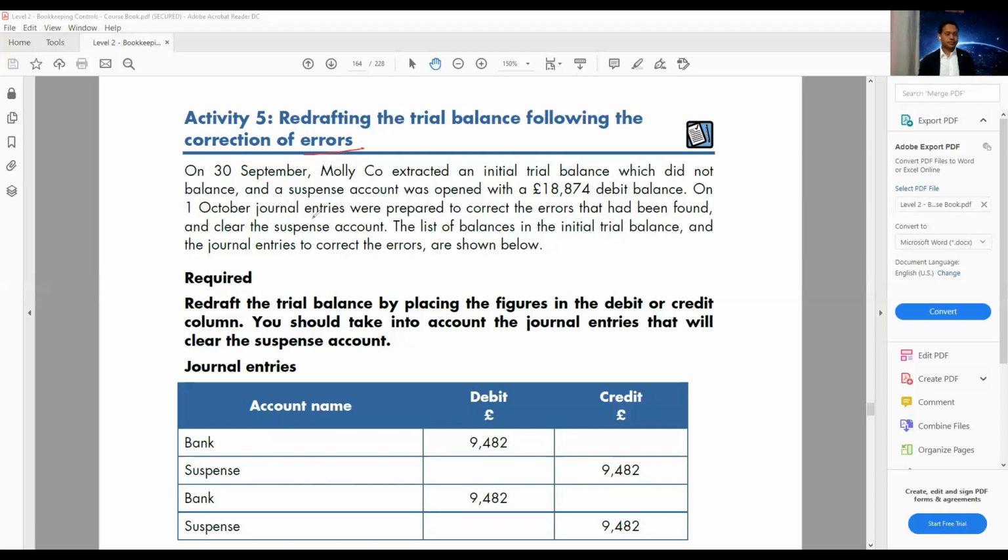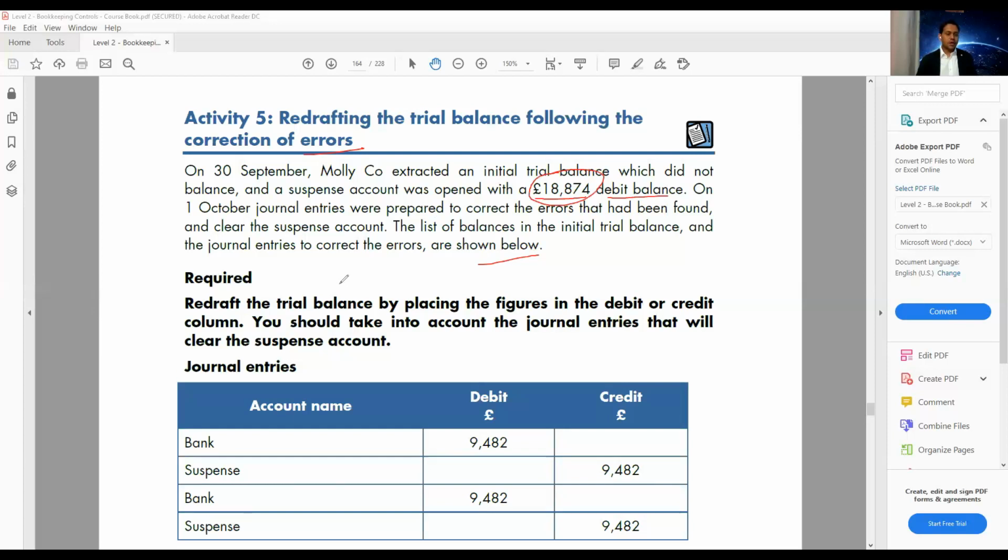On 30 September, Molly Co. extracted an initial trial balance which did not balance, and a suspense account was opened with an 18,874 debit balance. On 1st October, journal entries were prepared to correct the errors that had been found and clear the suspense account. The list of balances in the initial trial balance and the journal entries to correct the error are shown below. Okay, that's fine. This is our opening suspense account balance.